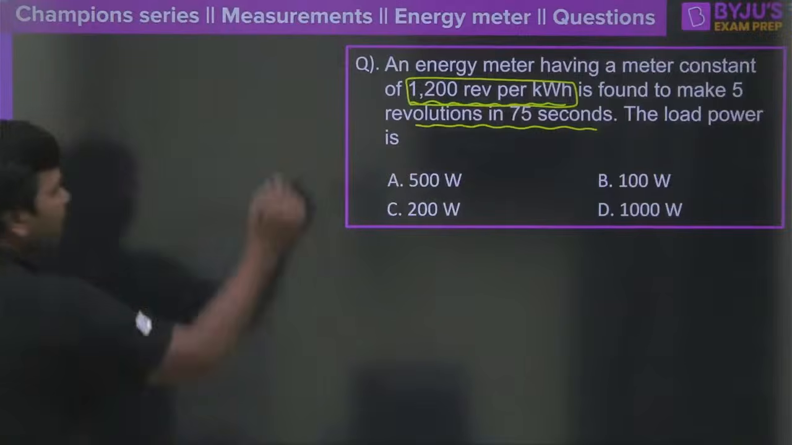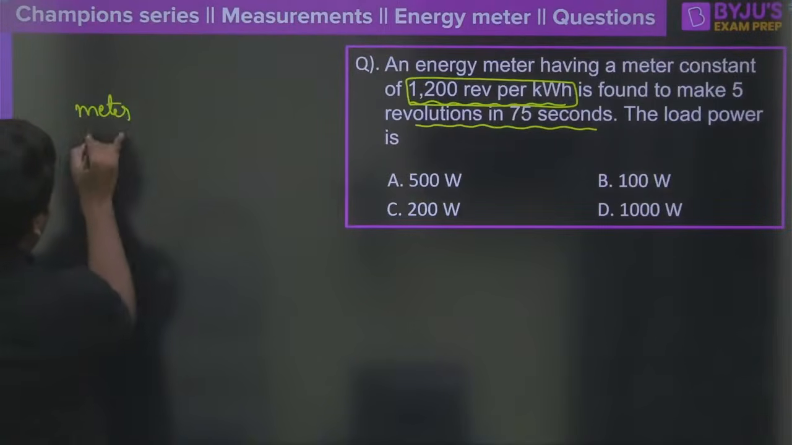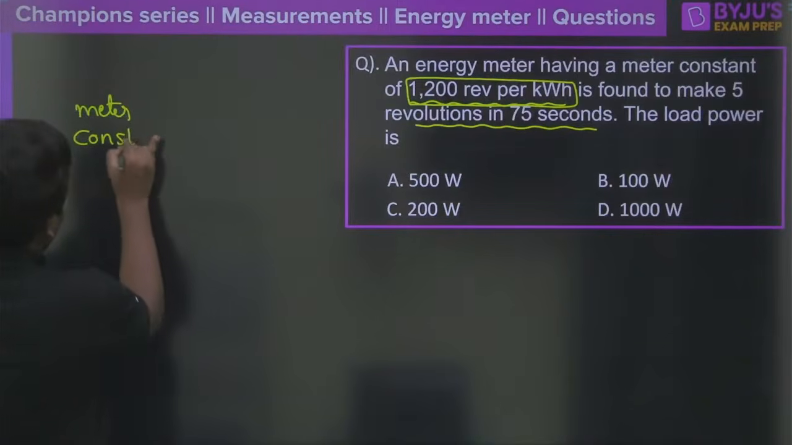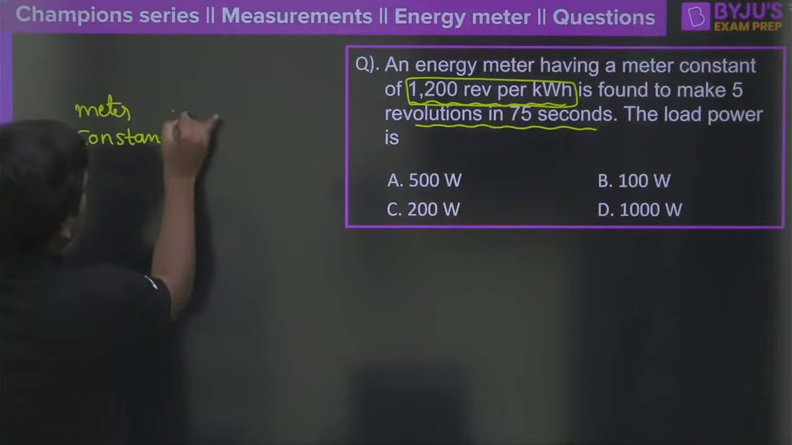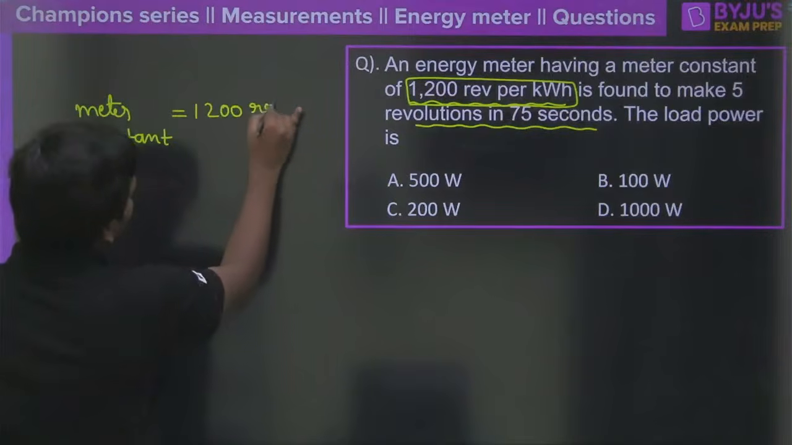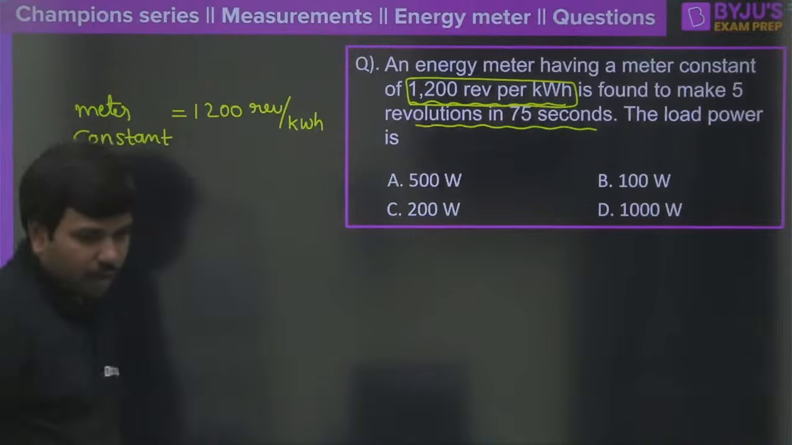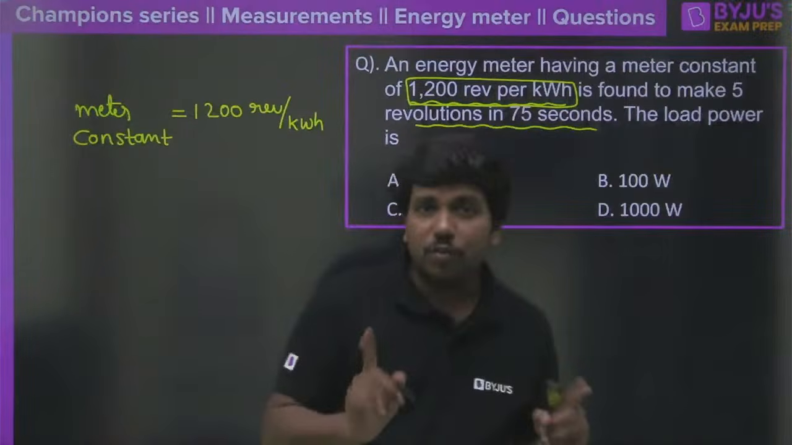So what is the meter constant, 1200? First write it down like this. Given information: the meter constant is equal to 1200 revolutions per kilowatt hour. Correct? Kilowatt hour. Right? 1200 revolutions per kilowatt hour.